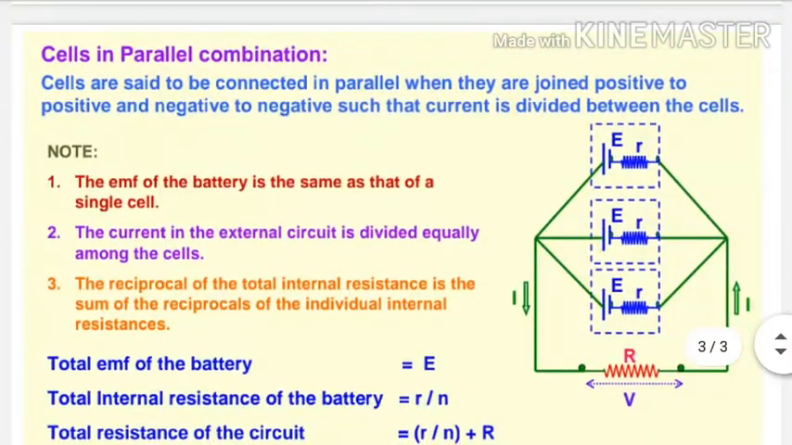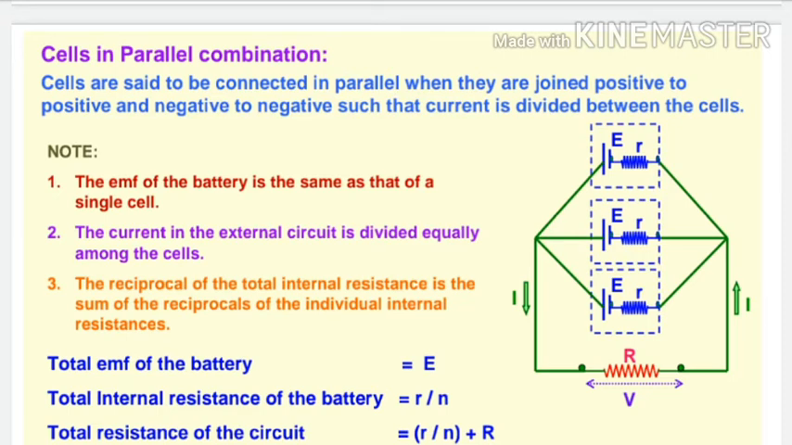Cells in parallel combination: cells are said to be connected in parallel when they are joined positive to positive and negative to negative, such that current is divided between the cells. If you look at the figure, you find that all the positive terminals of the cells are connected to the same point, and the internal resistance of each cell is also mentioned in the figure. All the negative terminals are connected to another same point, and these two points are externally connected to an external resistance capital R.